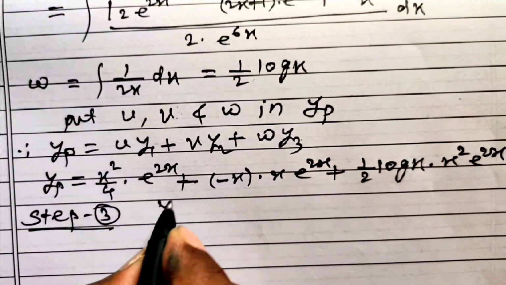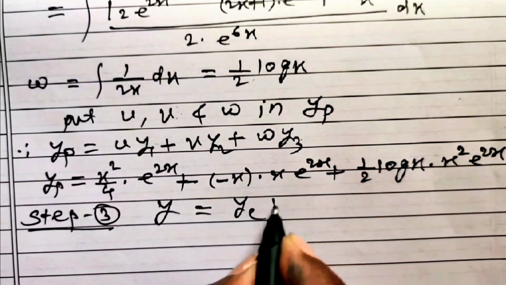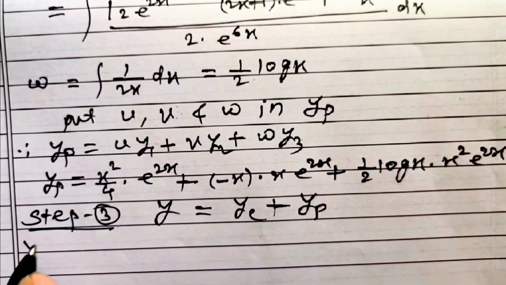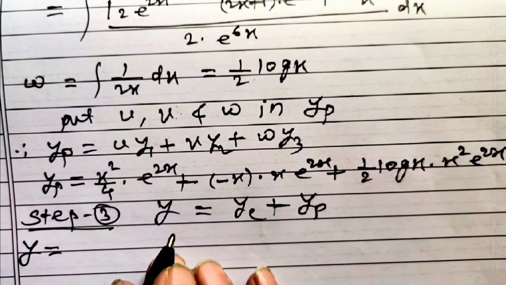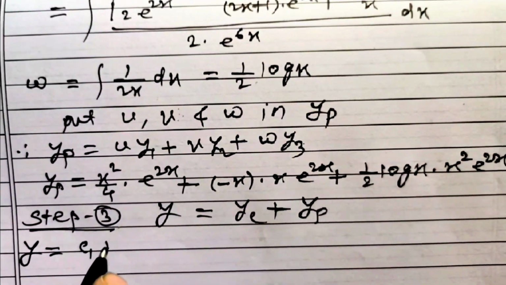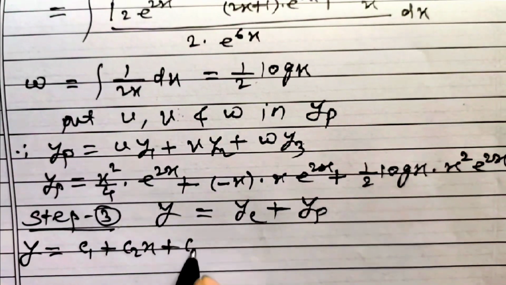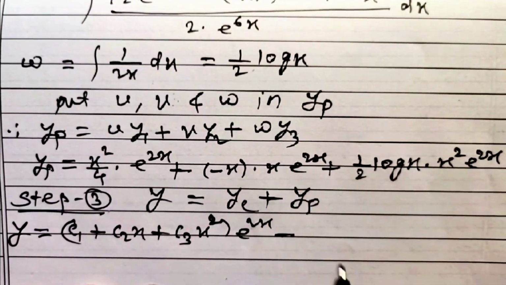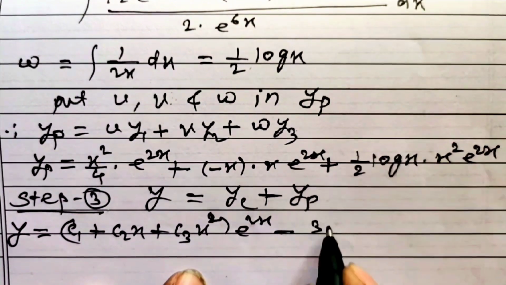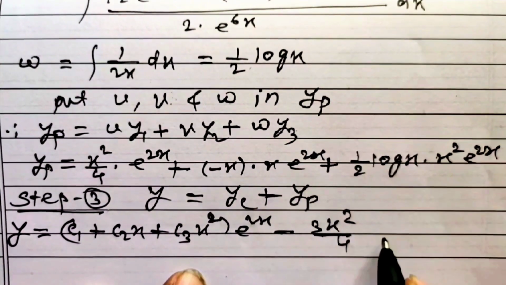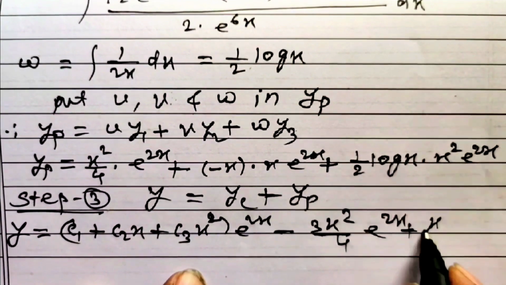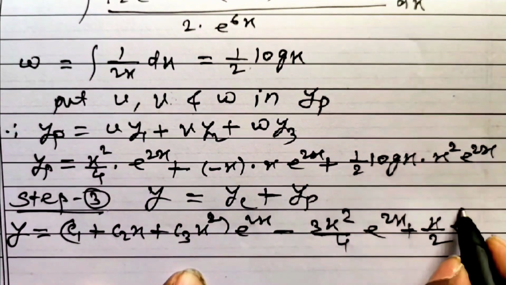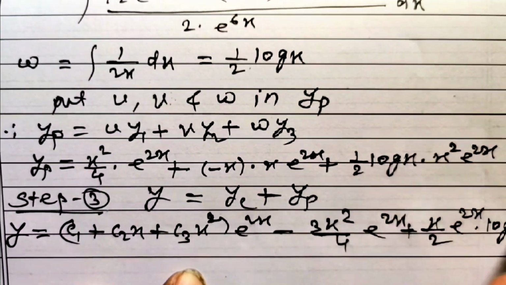Now step number 3, that is the general solution. Y is equal to yc plus yp. Hence y is equal to, yc is (c1 plus c2x plus c3x square) e to the power 2x, minus yp: 3 times x square upon 4 e to the power 2x plus x square upon 2 e to the power 2x into log x, and this is the final answer.